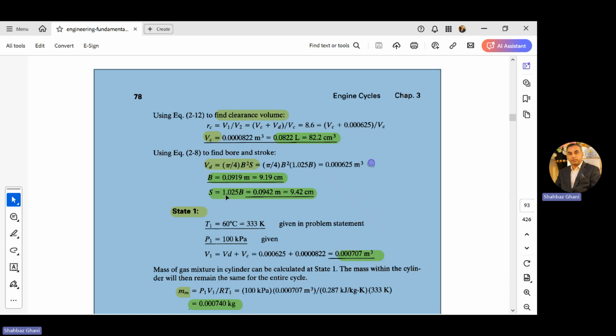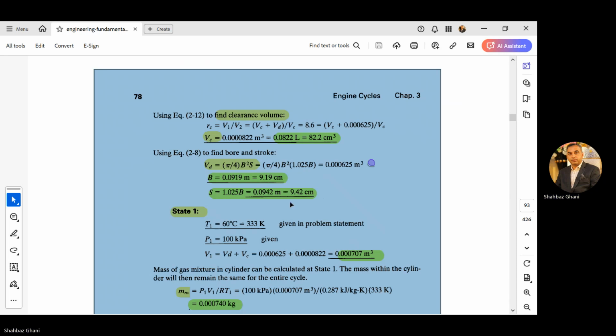Stroke is equal to 1.025 of bore. So the stroke value is 0.0942 meter or 9.42 centimeter. So now we have found out the displacement volume, the clearance volume, the bore, and the stroke. So basic values we have found out.